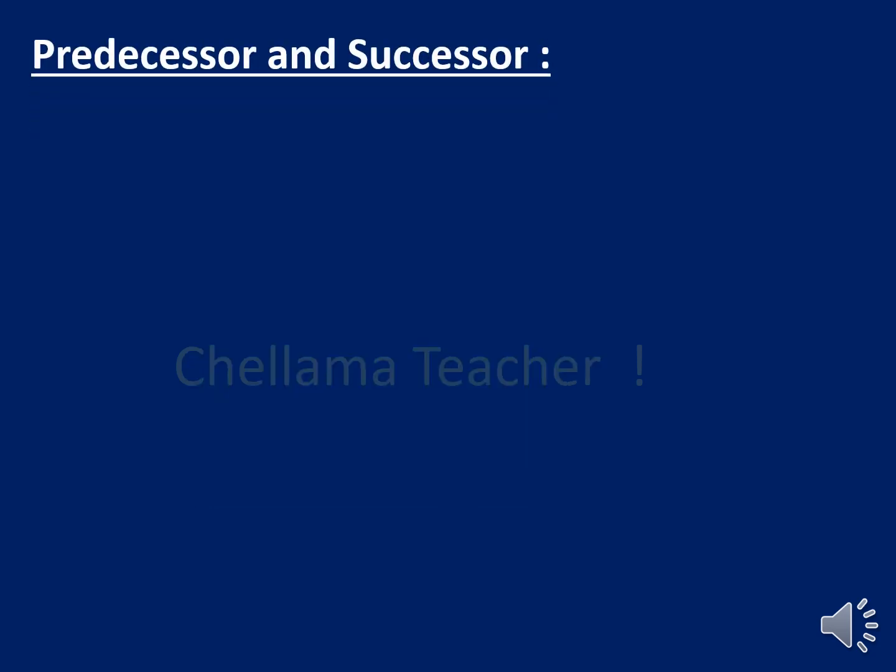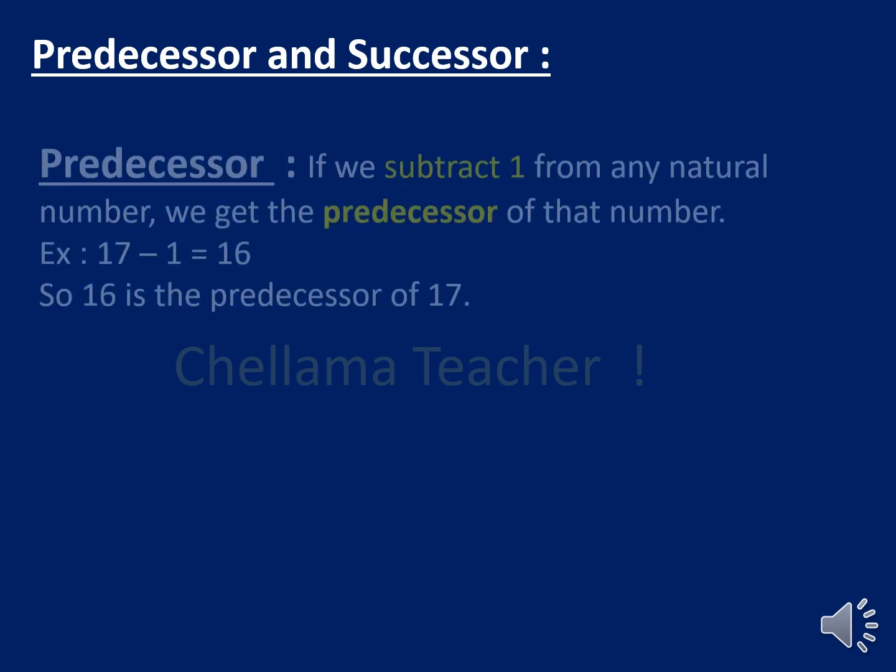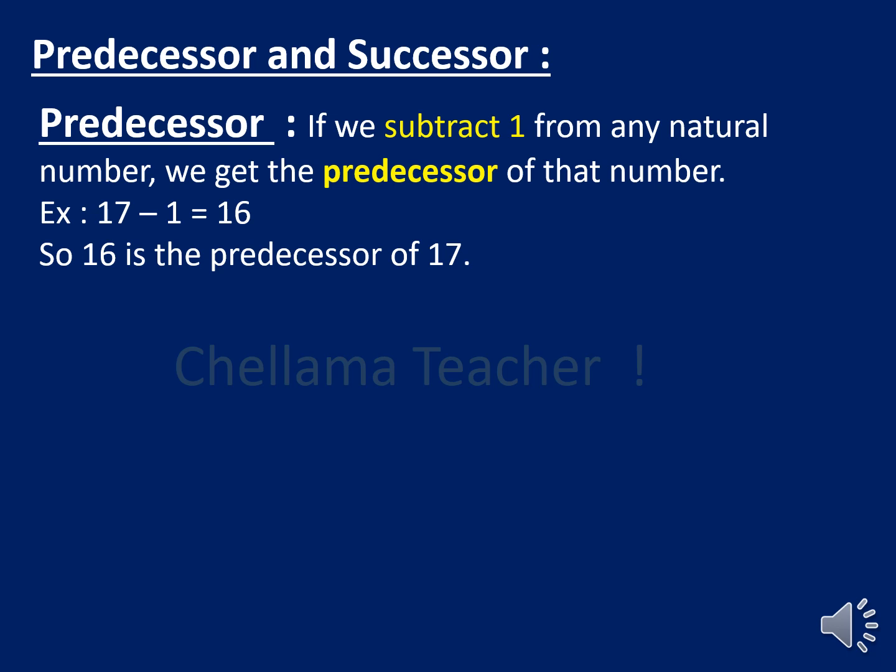First, predecessor and successor. What do you mean by predecessor? If we subtract 1 from any natural number, we get the predecessor of that number. For example, let's consider the number 17. So 17 minus 1 is 16. So 16 is the predecessor of 17.